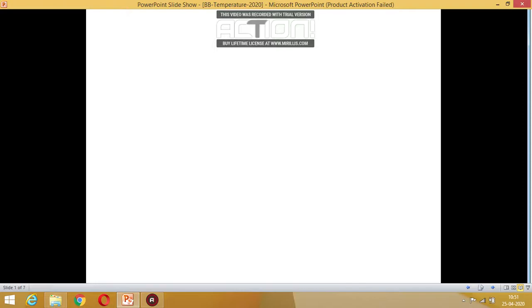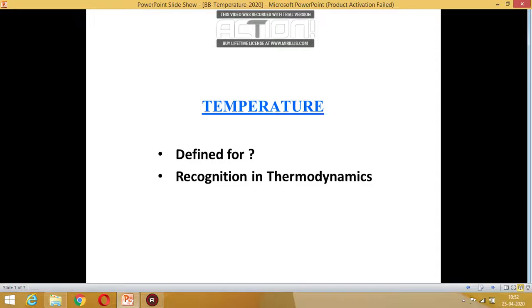Okay, so let us start with the remaining part of our discussion, and the topic that we will be talking about is temperature, about which we definitely have certain ideas, and we will just recapitulate a few things about it. So we'll talk about temperature, what it is defined for, in what kind of systems, and we'll also talk about where thermodynamics recognizes temperature as a concept, and then also we'll talk about different temperature scales, right?